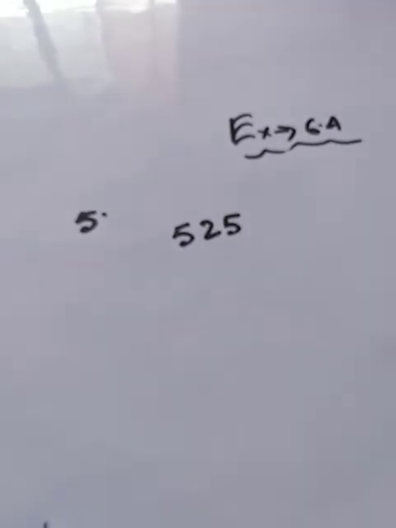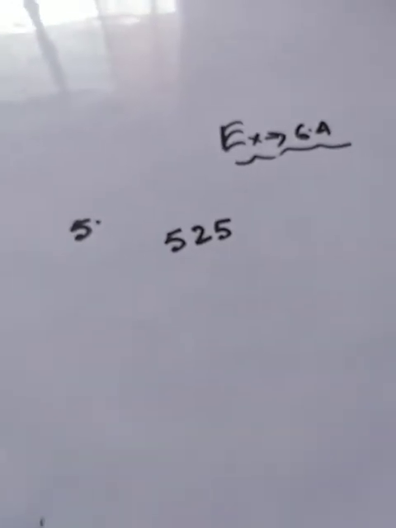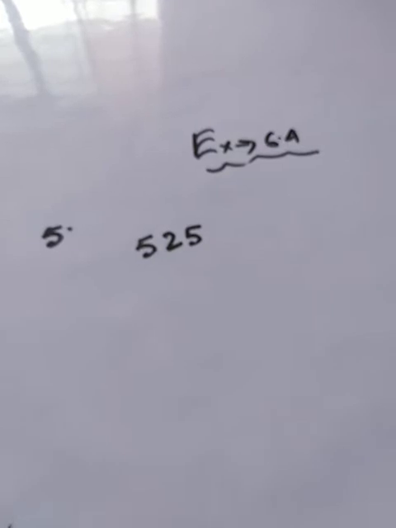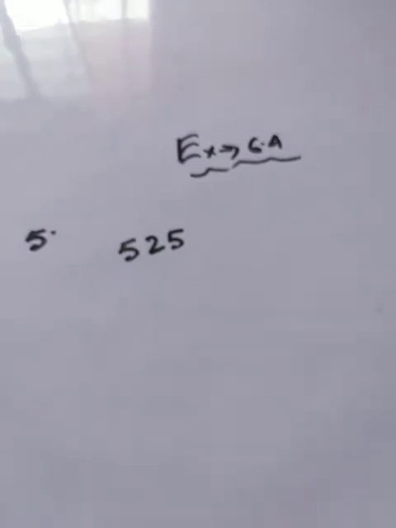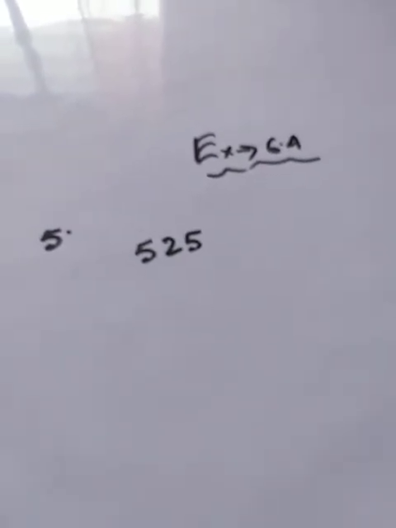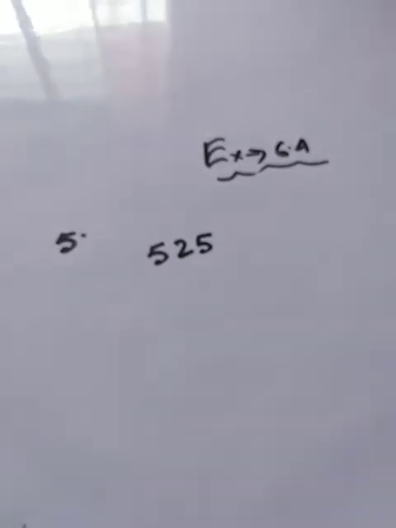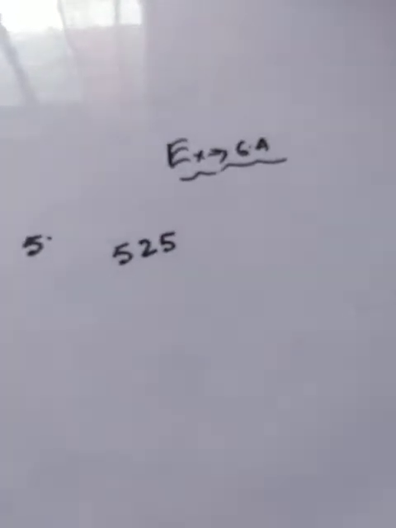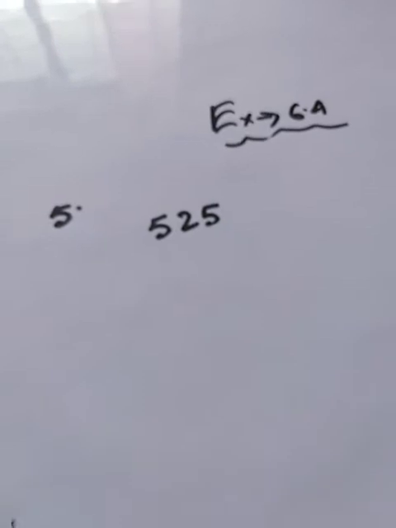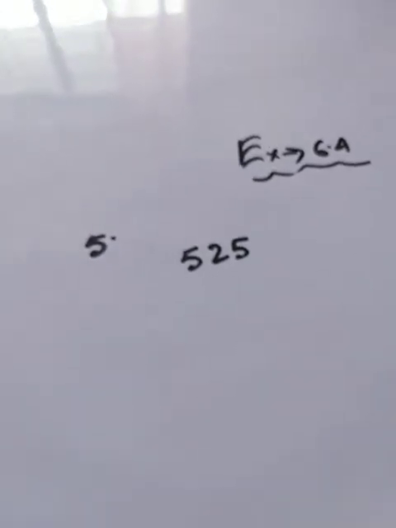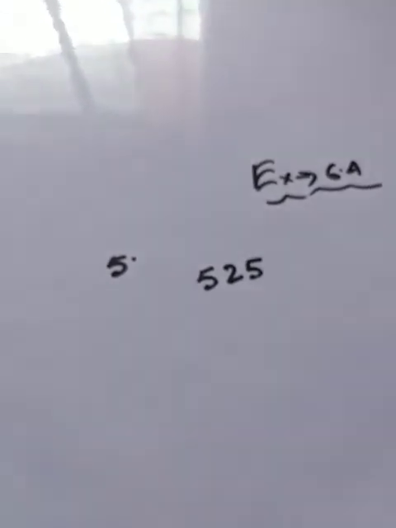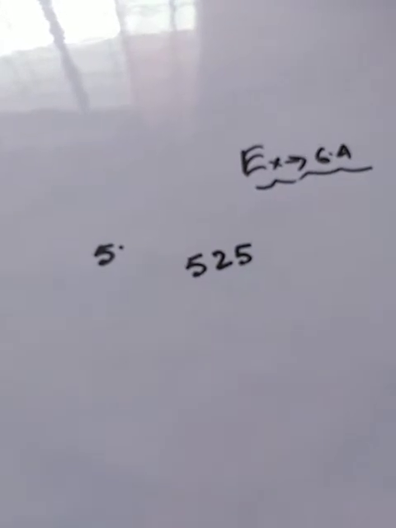Students, in this session I will explain question number 5 of exercise 6.4. Now this is a little bit different from question number 4, but most of the part is very similar only. So what is question number 5 saying? Find the least number which must be added.